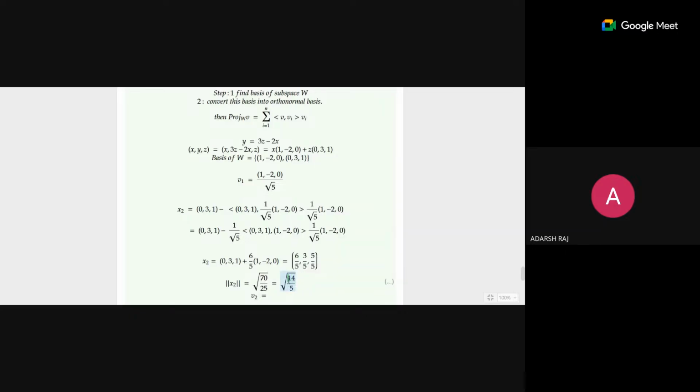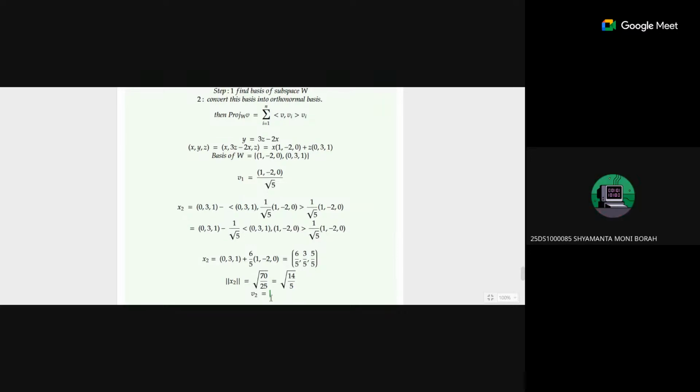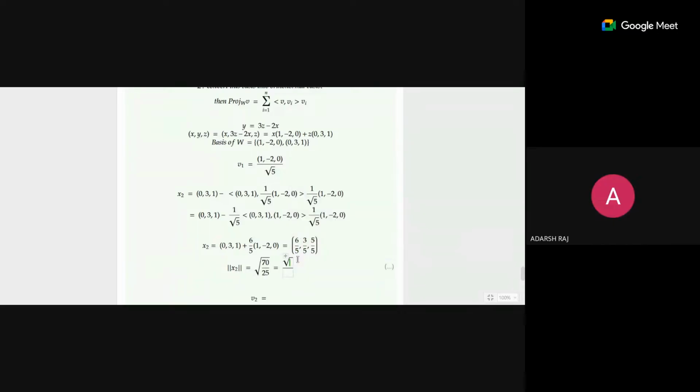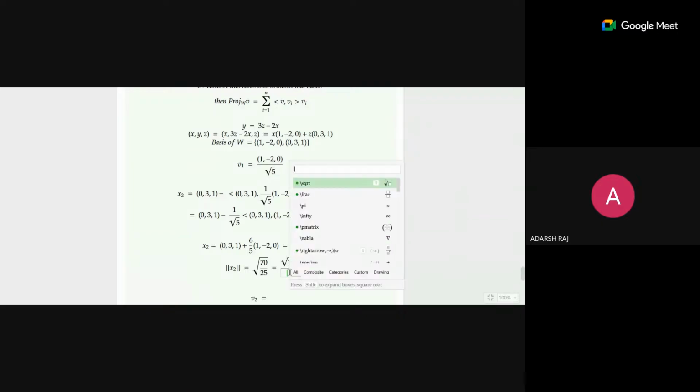Can I write like this here? It's best to, because we can cancel 5 and 5 also. So we will get 6, 3, 5 by root 70. Yes, we can also write like this here. Sure, we can do that. No problem. So it will be easier. This will be 14. This is root 5.